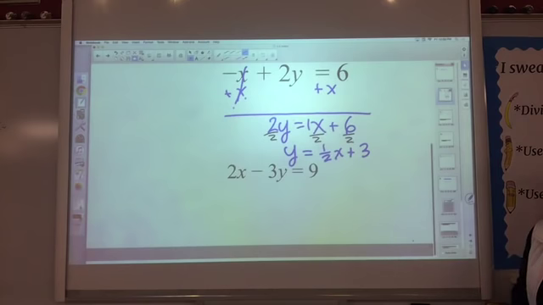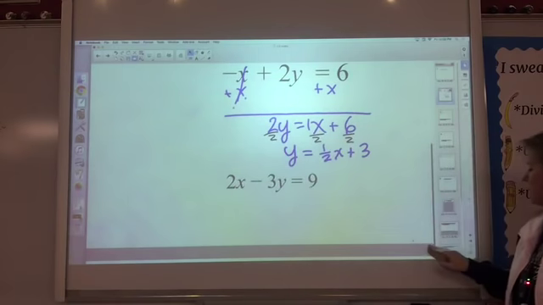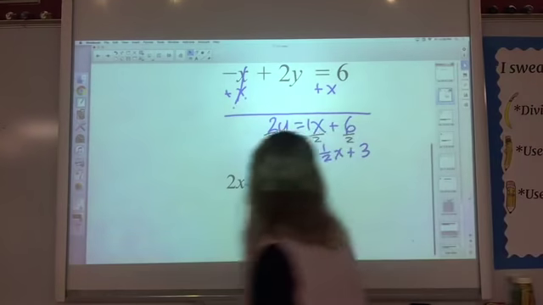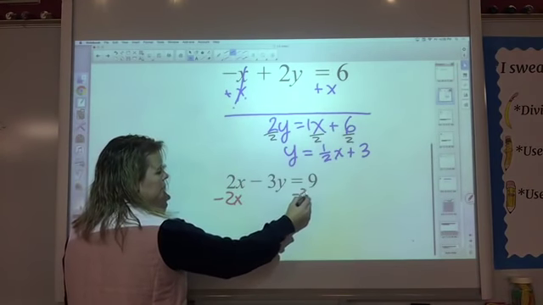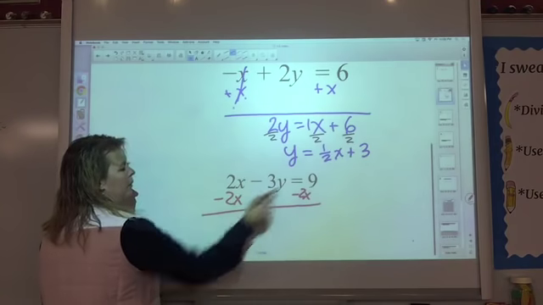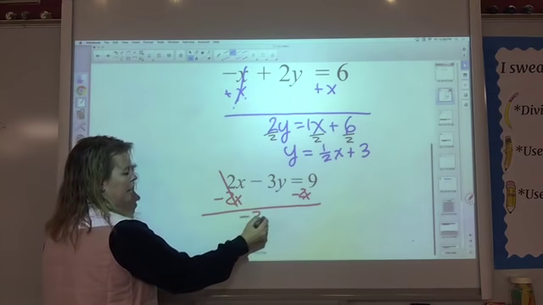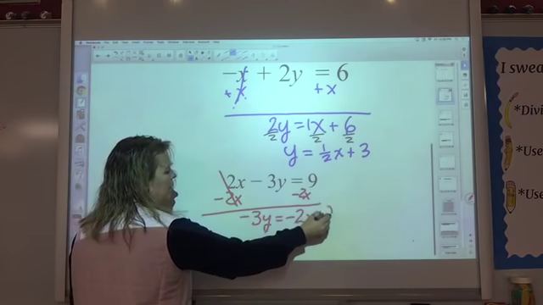Third problem, one more time, 2x minus 3y equals 9. You're going to try to solve, get y by itself. I'll step over here. So now you're going to subtract 2x from both sides. That time I remembered to put it in front. Don't lose your negative. Negative 3y equals negative 2x plus 9.